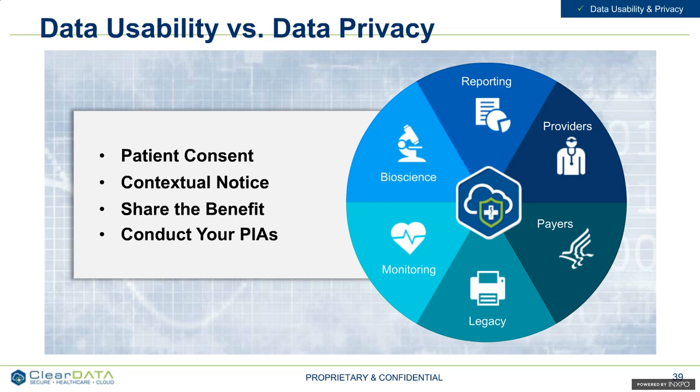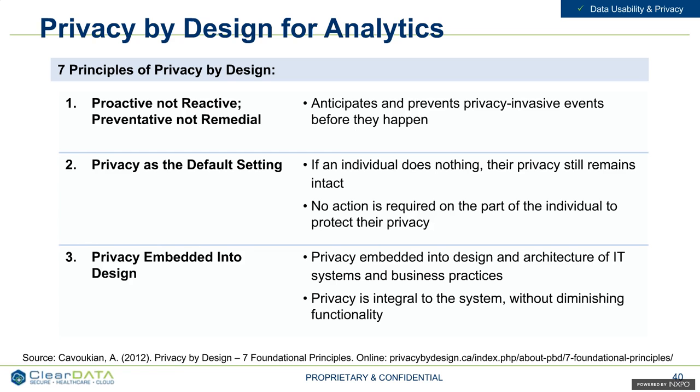Going to slide 38, when we talk about privacy by design, there's really 7 principles that envelop privacy by design. The first one really should be, you should be proactive, not reactive in getting those consents. So preventative, not remedial, if you want to use a fancier term. So this would anticipate and prevent the privacy invasive events before they happen.